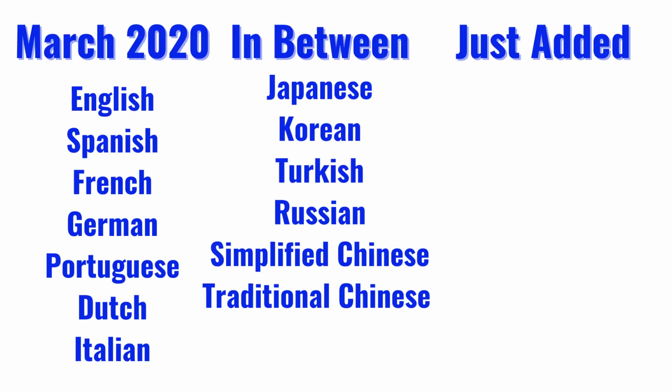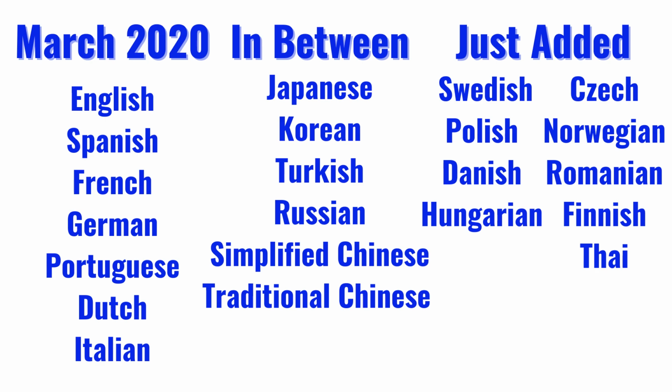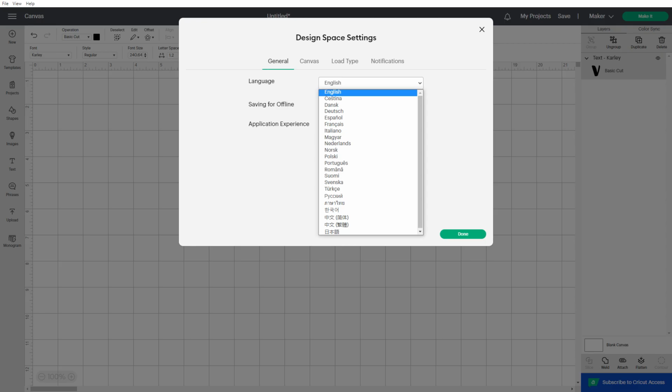If you prefer to speak or read a language other than English, first, thank you for taking the time and making the effort to watch my videos. Second, Cricut is working on increasing languages you can use with Design Space. Prior to this update, you could choose from 13 languages. This update added 9 additional languages. This can also be changed in settings.